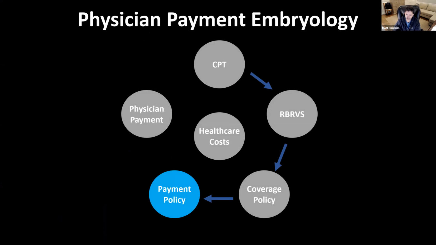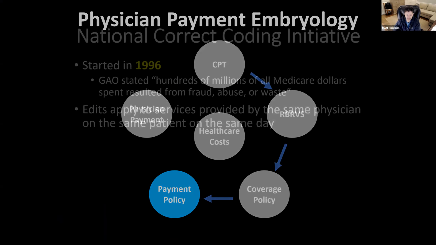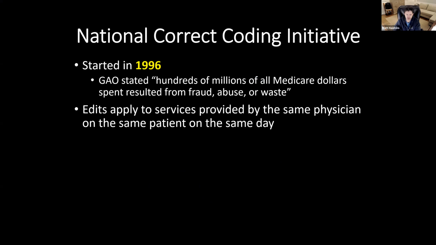Even after we get coverage policy, there's additional payment policy on top of coverage policy. I'm just going to introduce this, just so you know. There's an entity called the National Correct Coding Initiative, which is a third-party company that the government contracts out with. It started in 1996. Bottom line, they look at a couple things. Number one, are there procedures that should only be reported a certain number of times a day, and what is that limit? And are there procedures that should never be reported together in the same day? And if they are, we should decline payment for those two, which is fine.